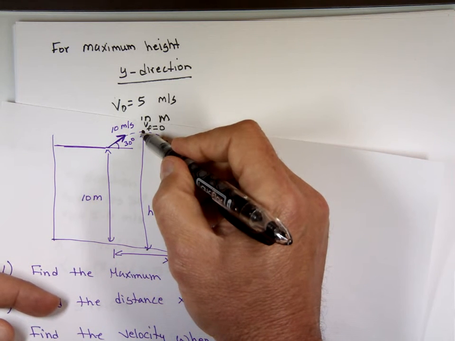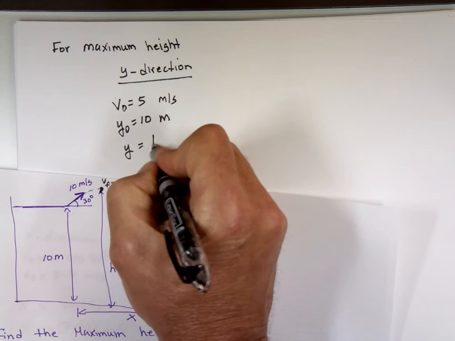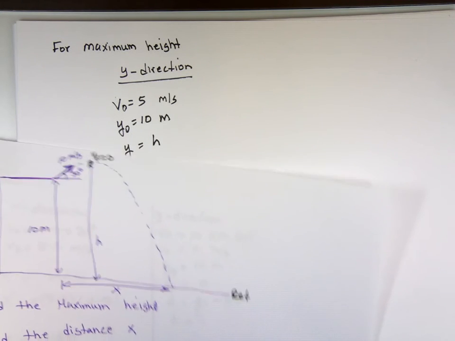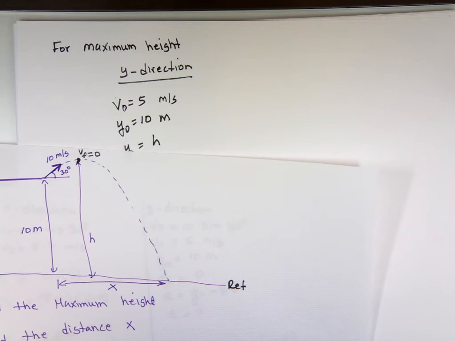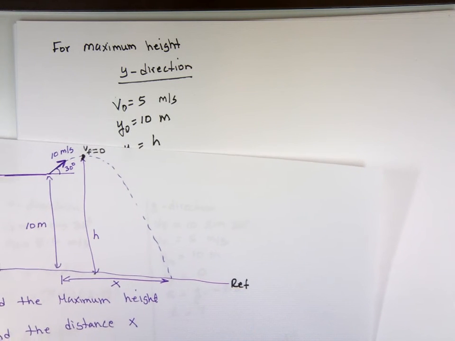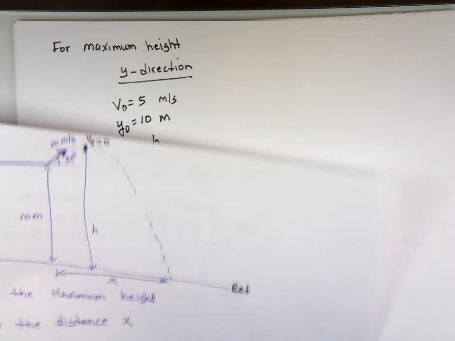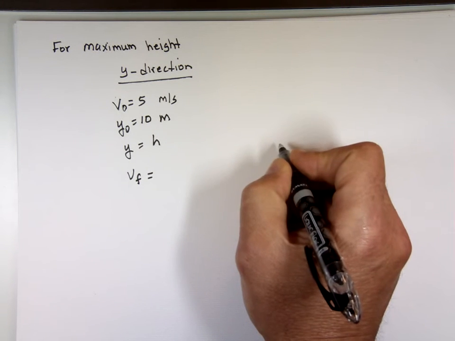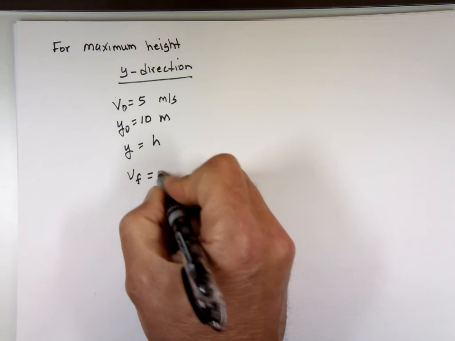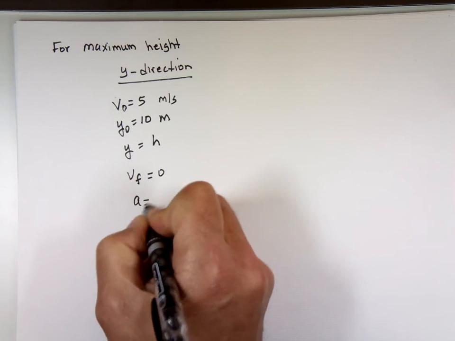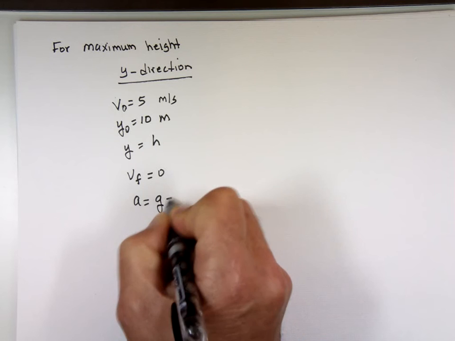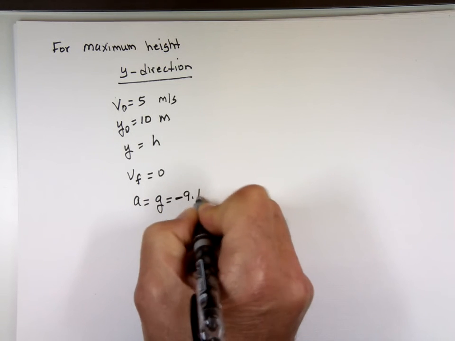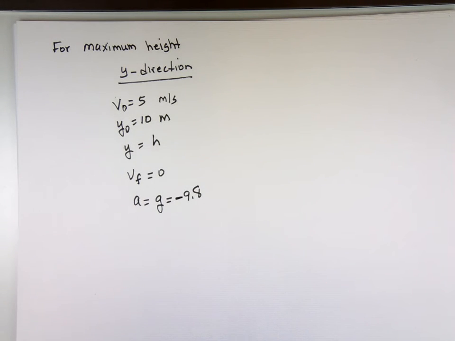That's h, right? Unknown. I'm looking for it. What else do we know? I know my final velocity when I reach the top is what? 0. And I know the acceleration, which is what? Gravity, and that's negative 9.8. Do we have an equation we can use that has all these pieces in it?